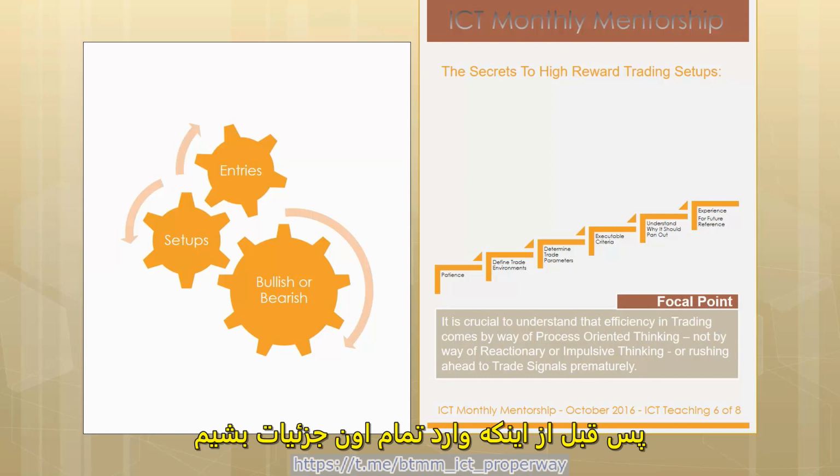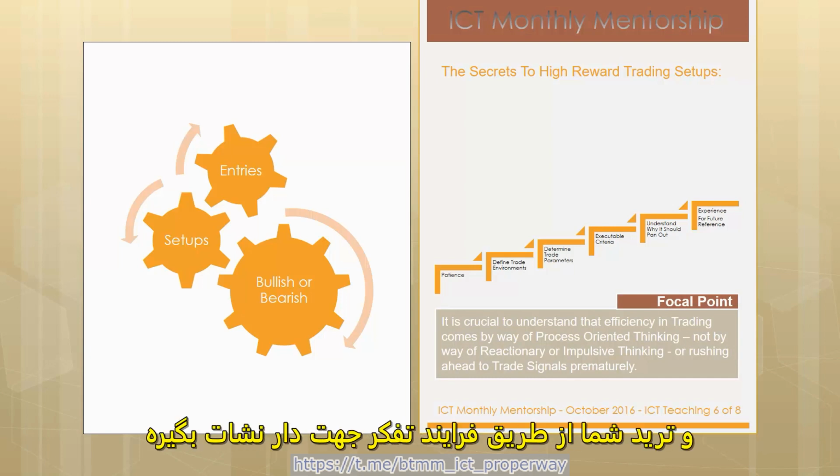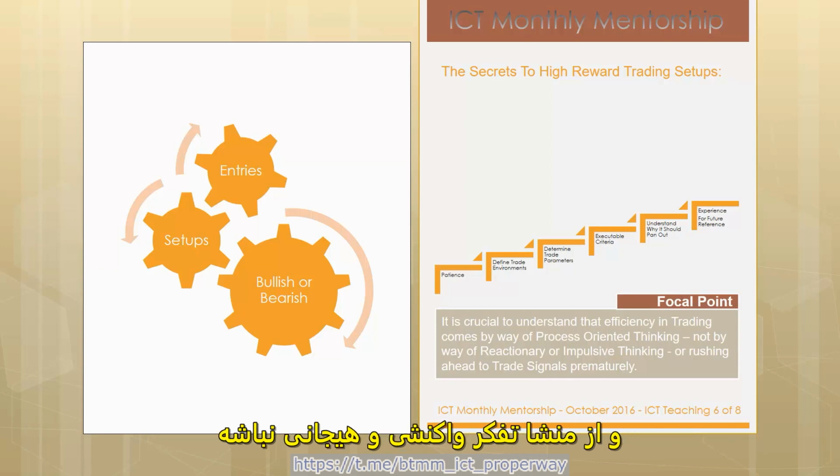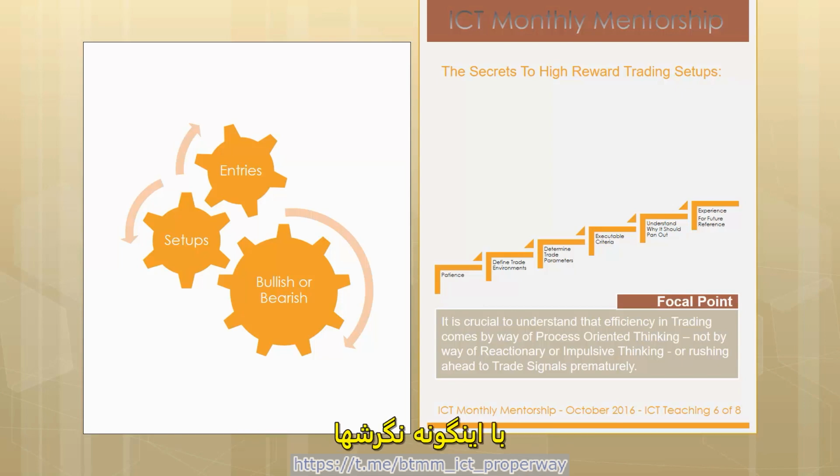So before we get into all those things, I want you to understand that it's crucial to understand that efficiency in trading comes by way of process-oriented thinking. And it doesn't come by way of reactionary or impulsive thinking, which also leads to rushing ahead and trade signals prematurely. I could tell you if we were all going to sit over top my email box and look at some of the things that I got by way of feedback, the reoccurring thing is I want to see trades. I want to see entries. I want to see get me in and get me out, that type of perspective.